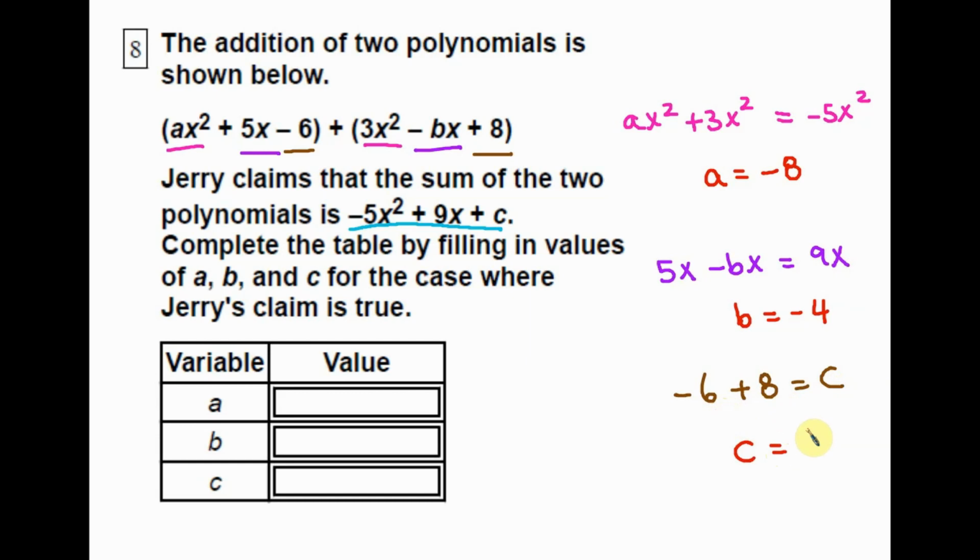Negative 6 plus 8 should equal positive 2. So then a is negative 8, b is negative 4, c is equal to 2.